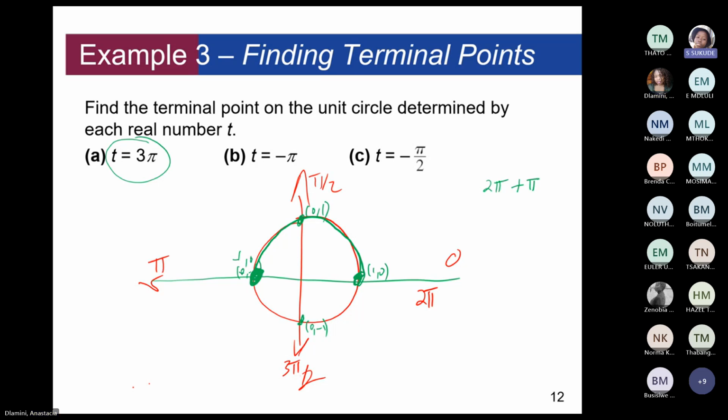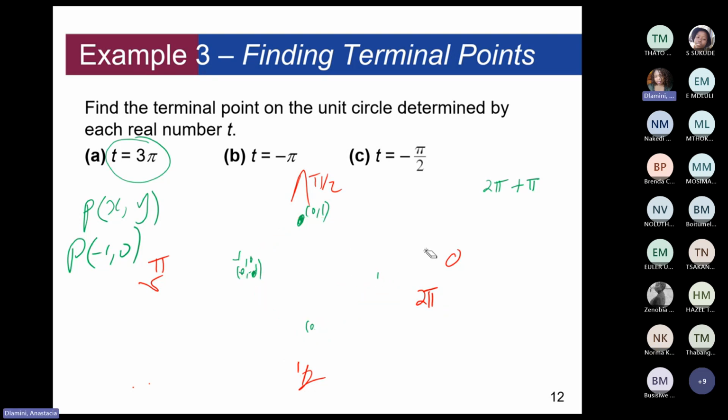Yes or no? Yes, ma'am. The terminal point determined by this xy, this terminal point will be what? Will be (-1, 0). Are we all together? Yes, ma'am. Can someone guess the terminal point determined by negative pi?